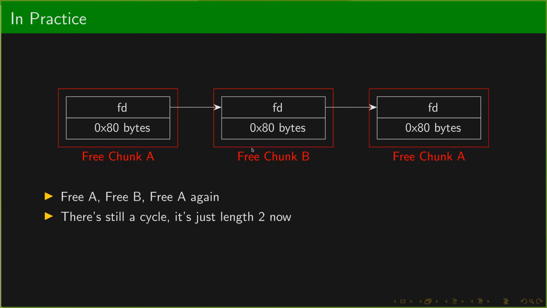So if we just put in a cycle of 2 chunks, then it works. If we free A, we free B, and we free A again, we get A points to B, points to A, points to B, points to A, and so on. So there's still a cycle. It's just length 2 now, and the exploit works the same way. It's just we can't do it with only one node, because the heap will notice and crash the program.